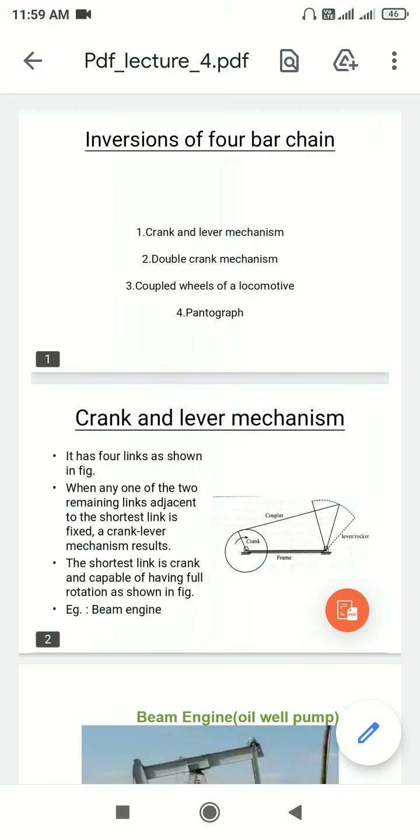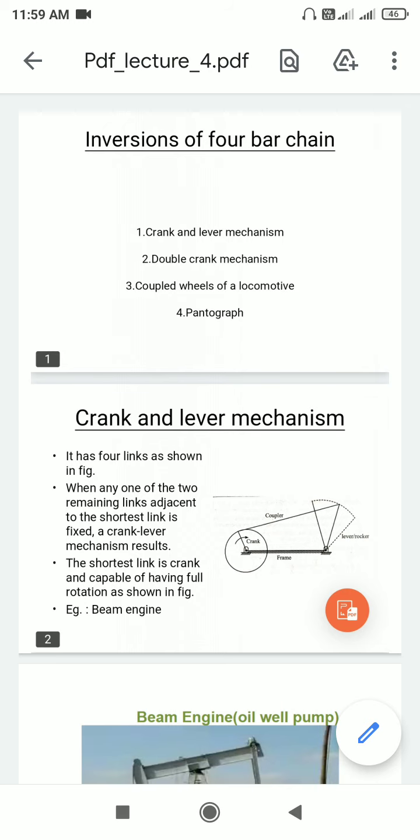Okay, good morning, students. In today's class, I am going to discuss the inversions of four-bar chain. So, actually, whenever we talk about inversions, we are supposed to study the inversions of four-bar chain, inversions of single slider crank chain, and inversions of double slider crank chain. Now, first of all, let us take inversions of four-bar chain.